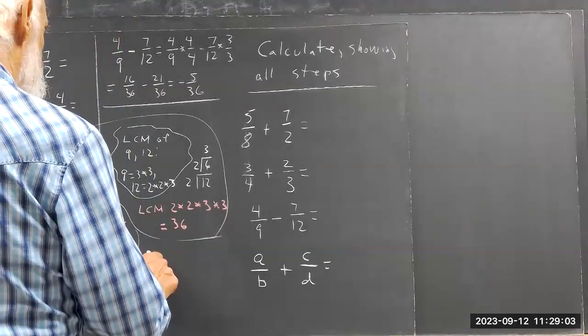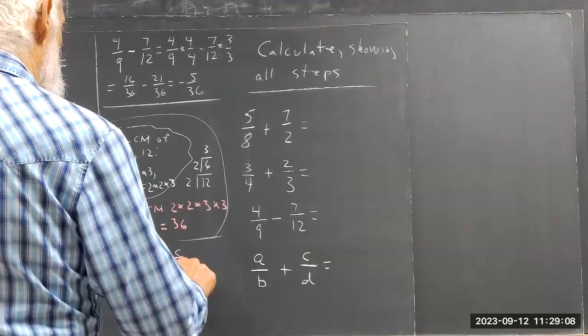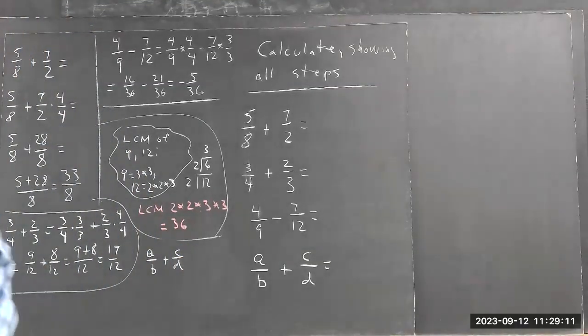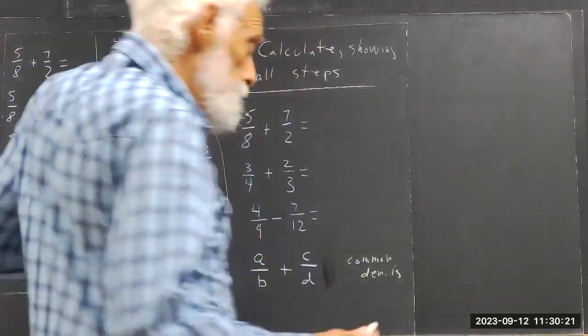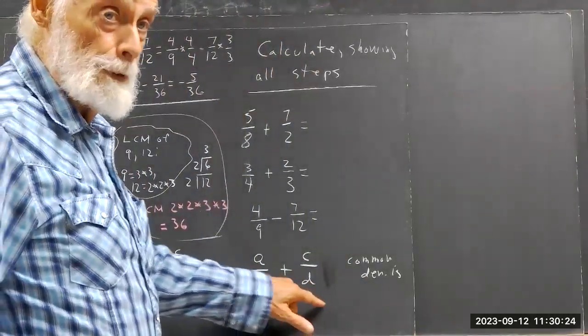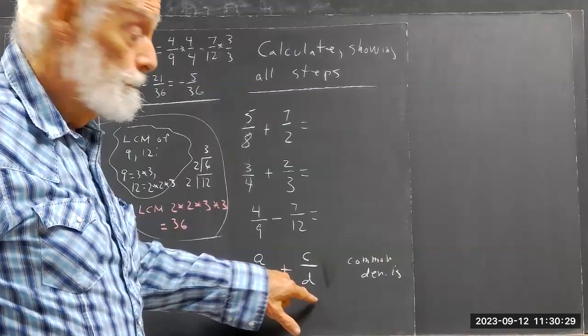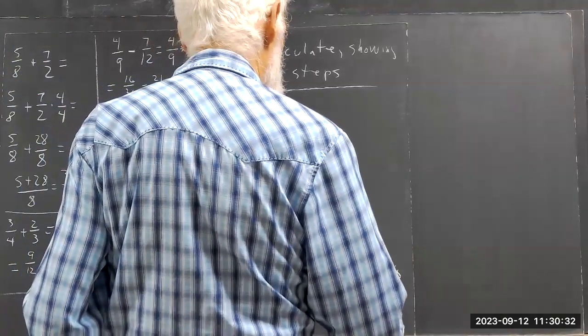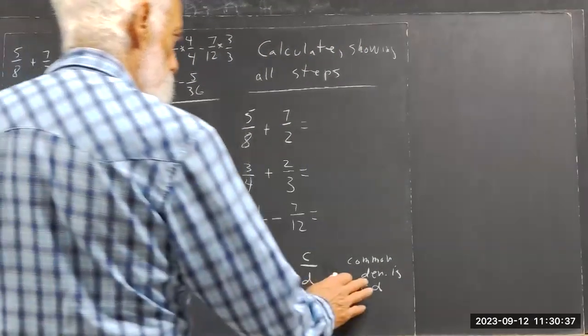Well, let's do A over B plus C over D. We'll talk about this. Can you tell me what the common denominator should be? A common denominator can always be obtained by multiplying the two denominators, right? It's CD. No, it isn't. It's BD.